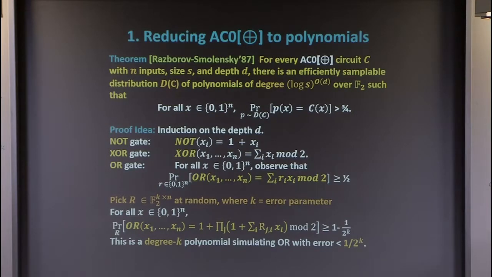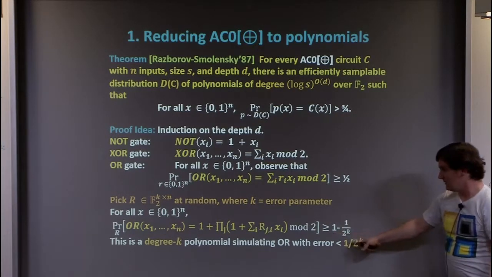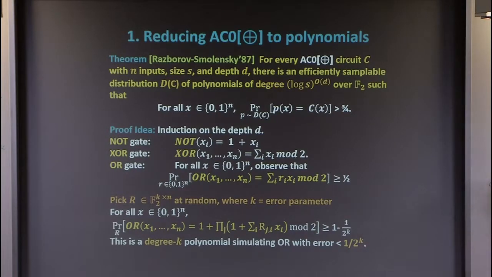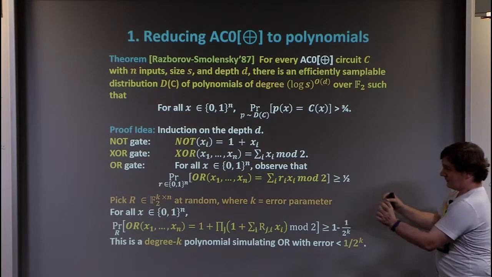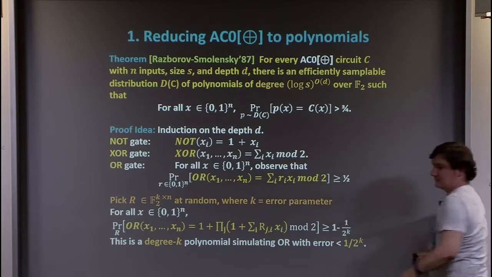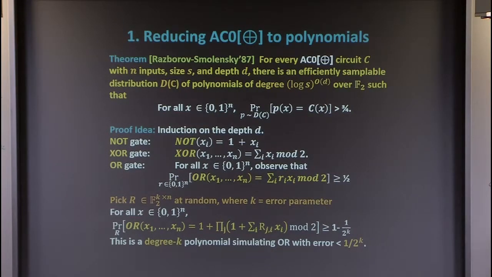So I'm going to set k to be like 10 log s, for example. Then my error probability at any particular point is at most 1 over a polynomial in s. If I union bound over all the s gates, we still have a great chance of working. So I have degree order log s polynomials on each of these d layers. When I compose them all together to get a single polynomial, it's going to have this degree, just by simple composition of polynomials.